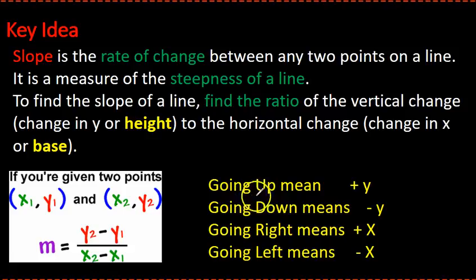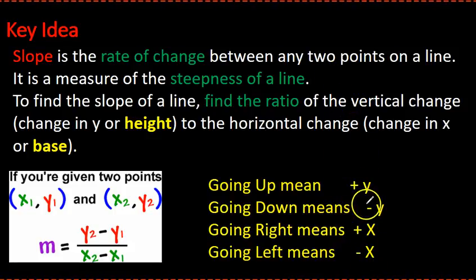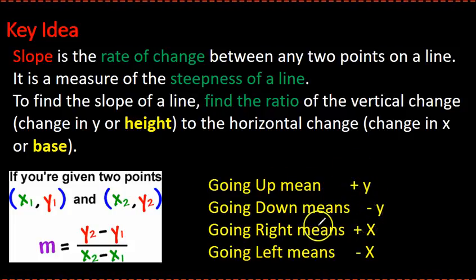And you need to remember, in the coordinate plane, going up means you add y. Up and down is y. And right and left is x. So going up is positive y, going down is negative y. And then going right is positive x, and going left is negative x. So these are the things you need to keep in mind while working with slope and graphing a linear equation given slope. All right, let's look at an example.